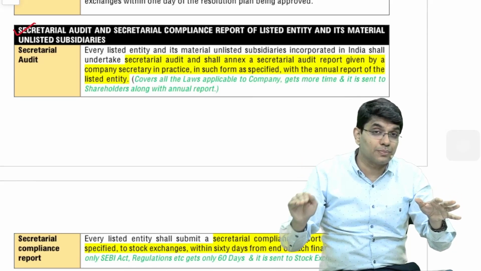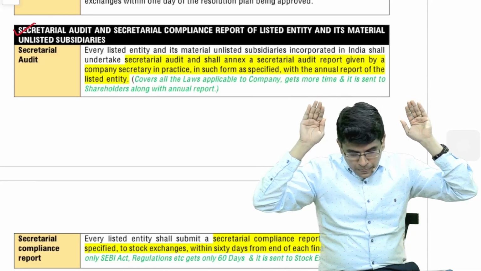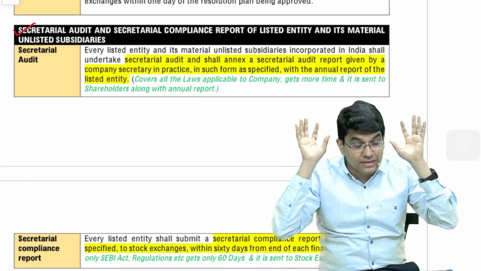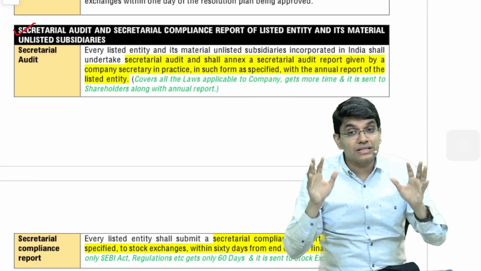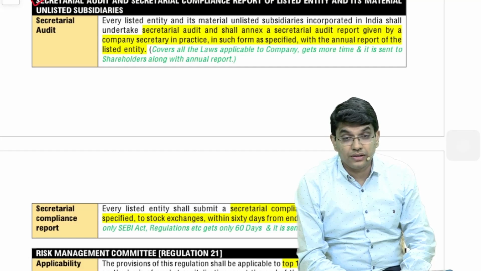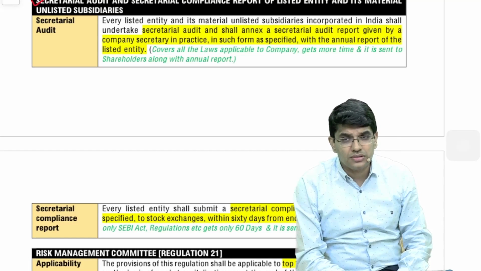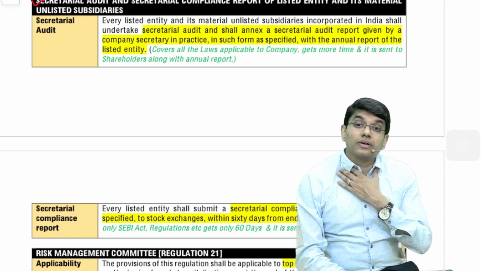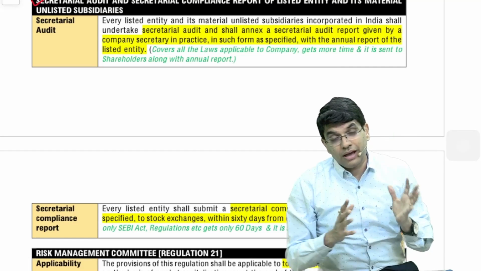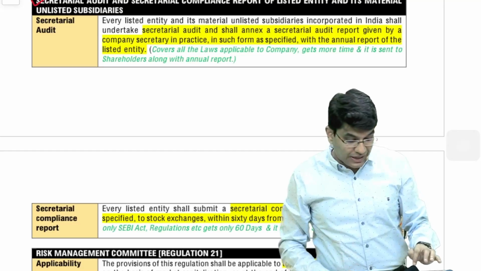The secretarial compliance report is sent to the stock exchange. So there's a difference in the number of laws covered, a difference in the time limit, and a difference in to whom it is submitted. That's very interesting, guys. This is because the SEBI Act and its regulations are much more important, and people should be aware of it. They should come to know about the compliance as early as possible. So they have included a new requirement of the secretarial compliance report, and both things will be done by a practicing company secretary.